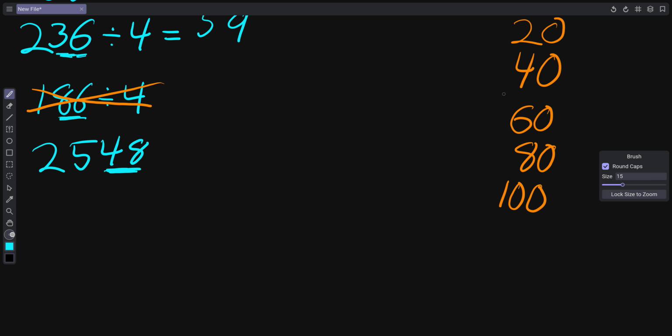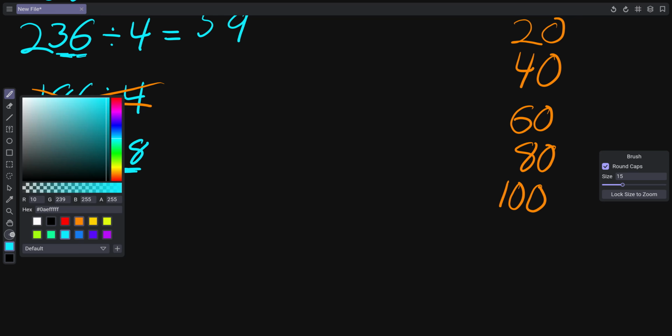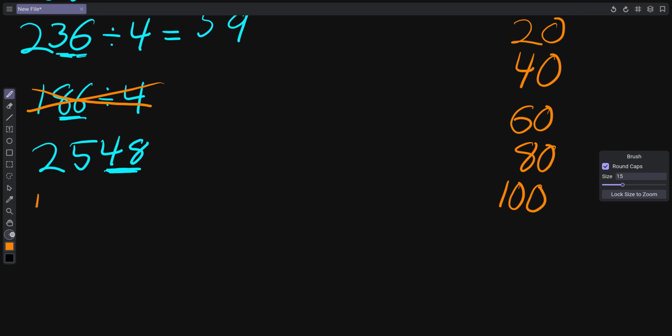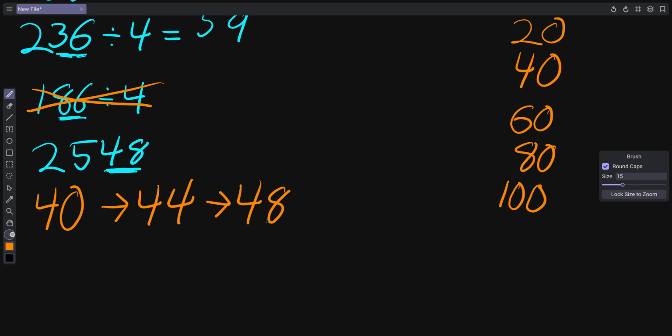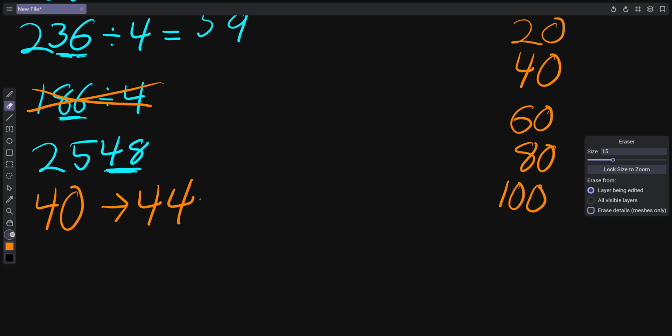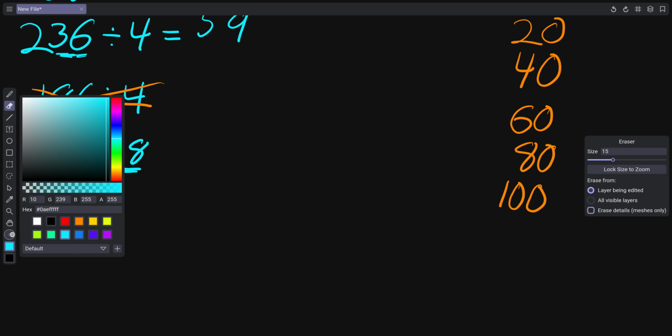And looking at our increments of 20, we can see that 48 is pretty close to 40. So we put 40 here. We'll count up by 4. This will create 44. And it will then create 48. And we can see that 48 is a multiple of 4. So all that's left for us to do is the division. So let's do that.